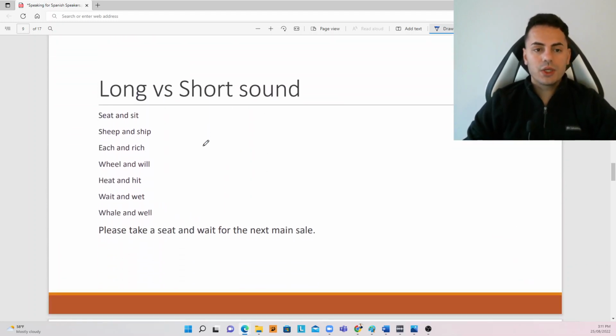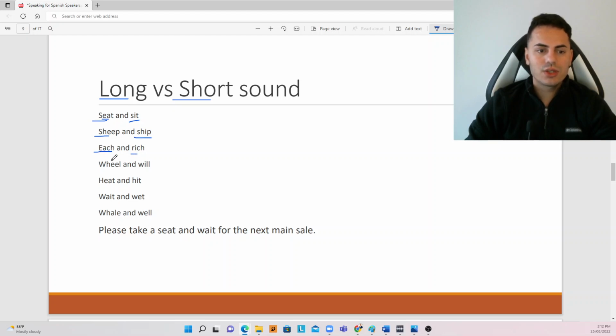The other issue is related to the long and the short vowel sounds. Here, take a look. There is a big difference between saying seat and sit. Seat is a noun. Sit is a verb. Okay? Seat, sit. Seat is longer than sit, or sheep, ship.